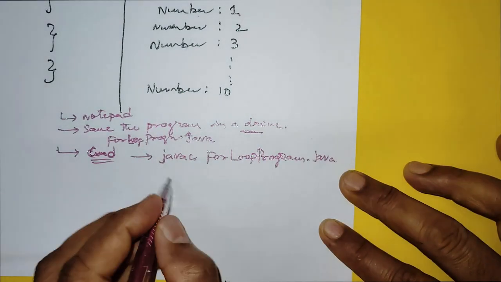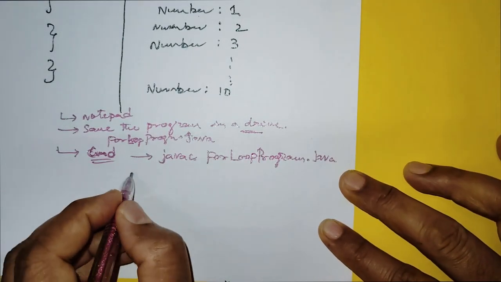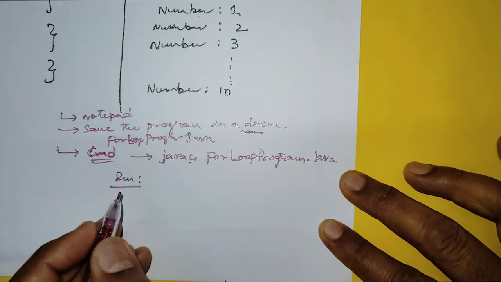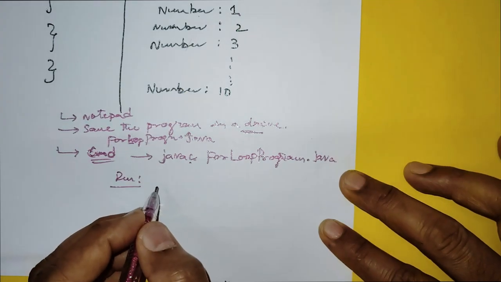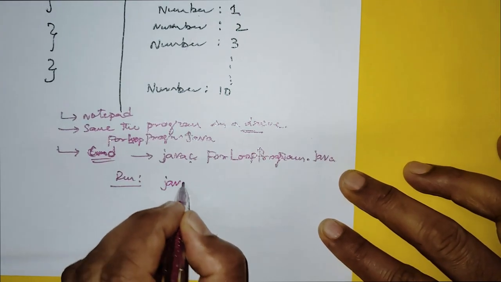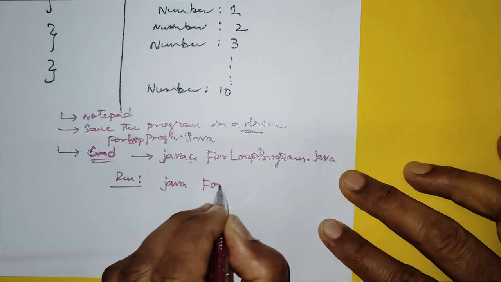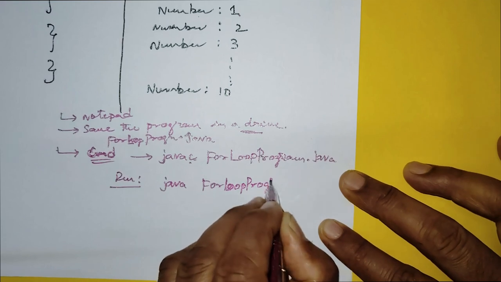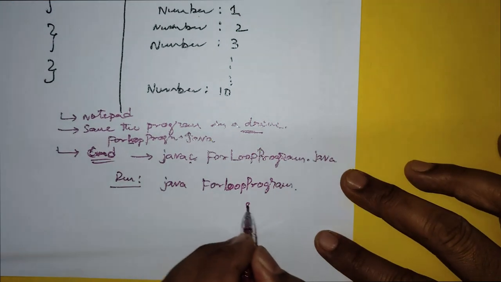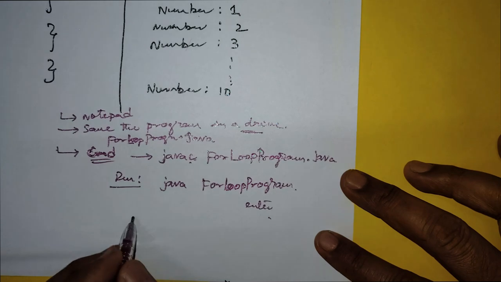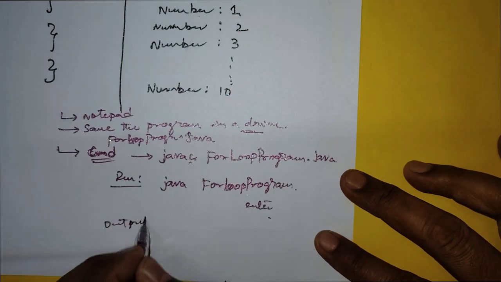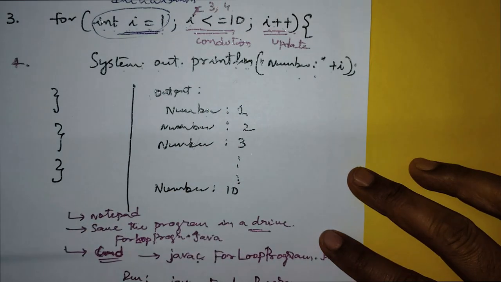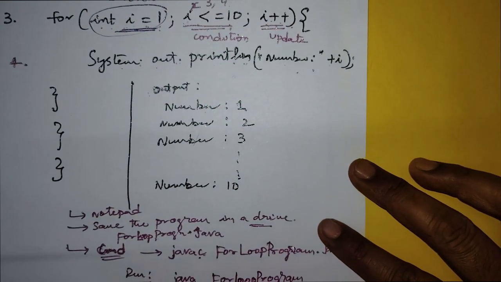Then after that, what to do? We have to run the program. First compiling, c for compilation. After that, how to run the program? Java, space, then write the name of the class, for loop program. Then press enter. Then what will happen? The program executes and the output will come. The output becomes what I mentioned here: 1, 2, 3. It will be displayed. That is the output.